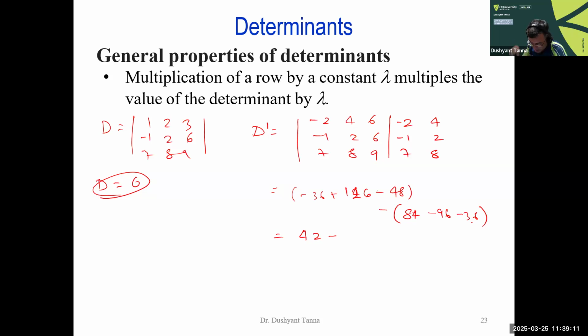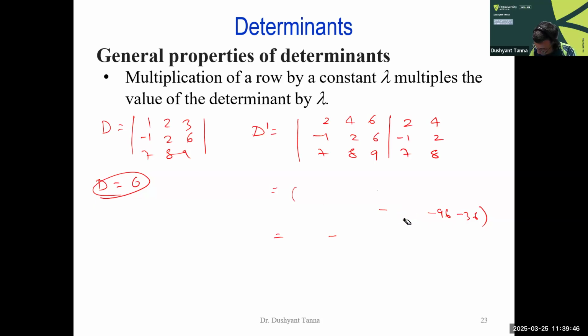126 minus 38, 90, 90 minus, yes, it should. And 1, 2, 3, 2, 4, 6. That should result in. Sorry, that one is plus 2. So that's 36. So that should change, and that should change as well. Okay. 2, 4, 6, 2, 4 minus 1, 2, 6 minus 1, 2, 7, 8, 9, 7, 8.